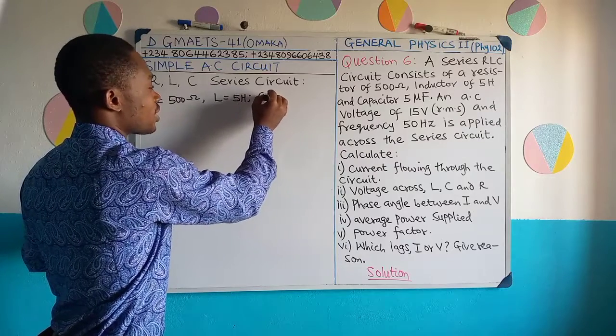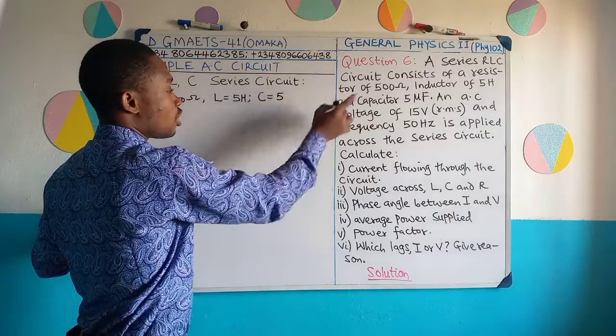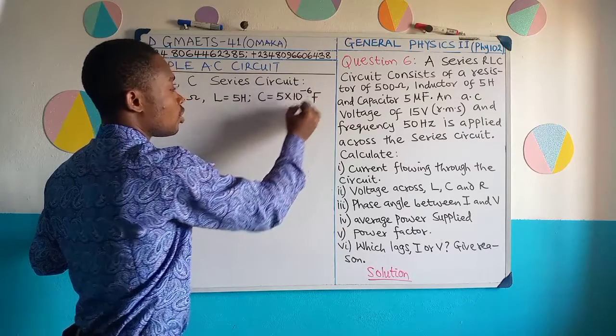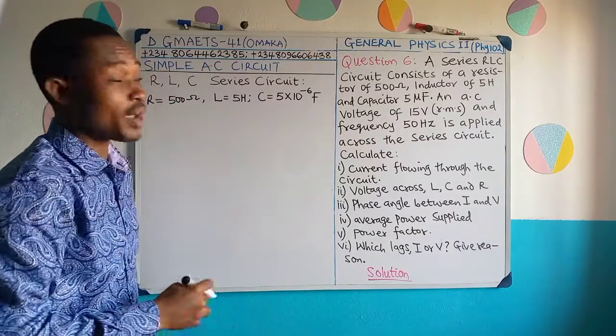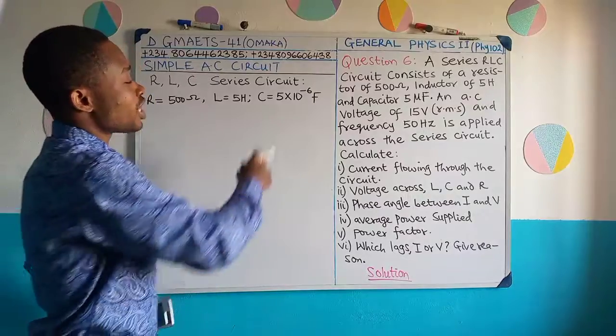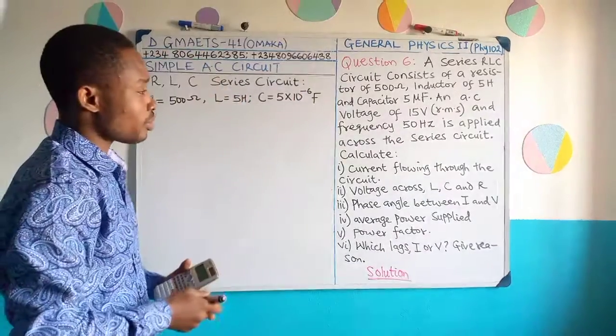Then they give us the capacitance. The value they give us there is 5 microfarad. I will convert it directly to farad. To change it, I carry 10 and write minus 6 on top, so 5 times 10 raised to power minus 6 farad.